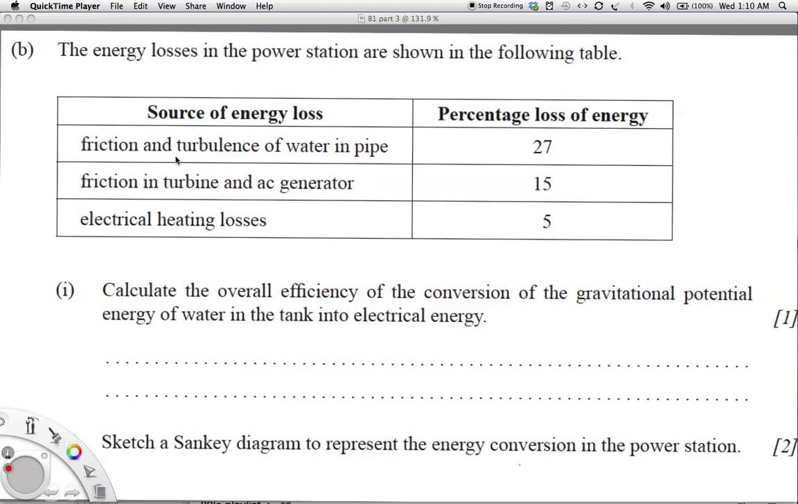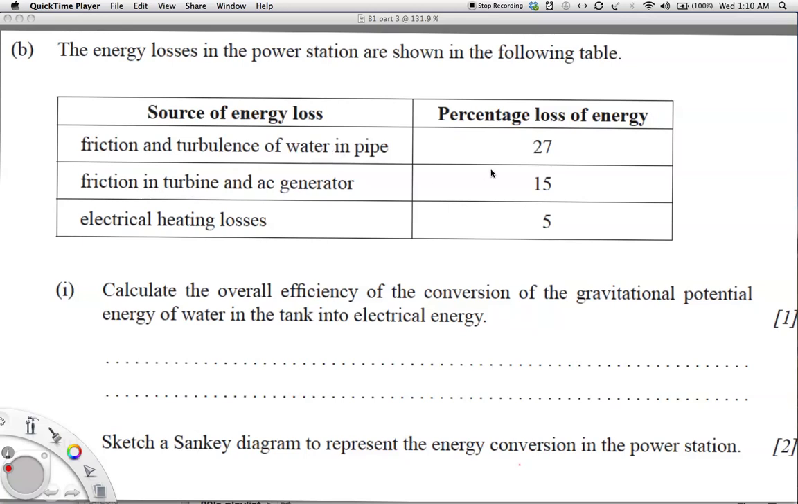This is question 8.6, part 2. All right, so the energy losses in the power station are shown in the following table. Calculate the overall efficiency of the conversion of gravitational potential energy of water in the tank into electricity.